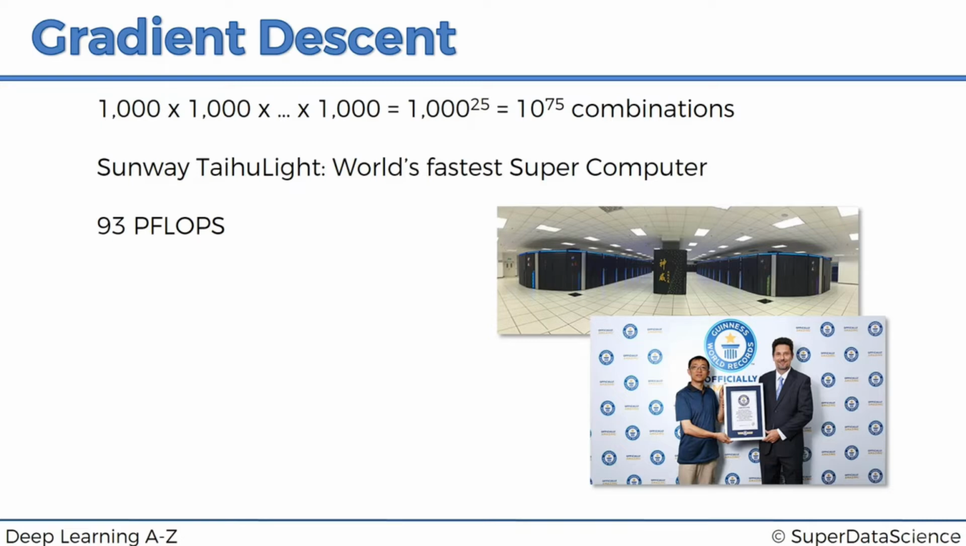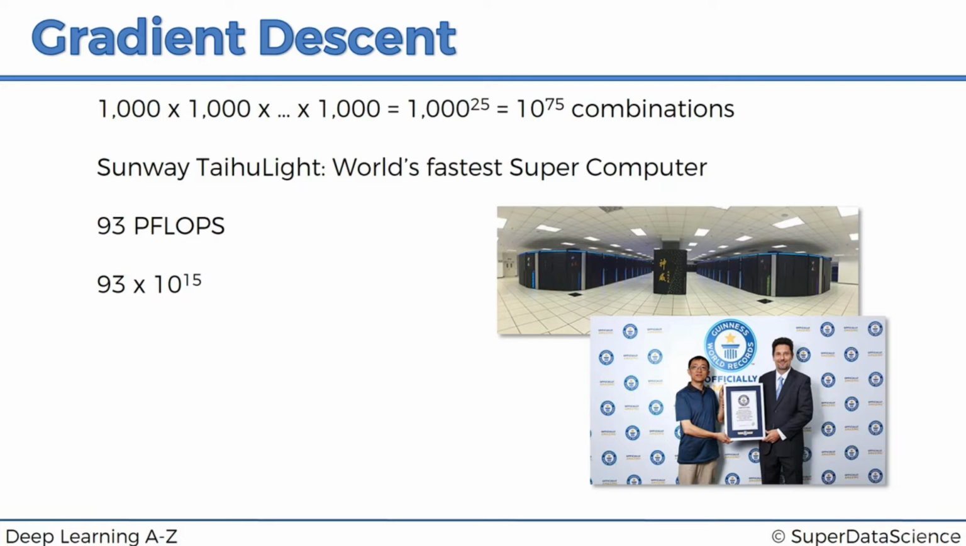Flop stands for floating point operation per second. So it can do 93 times 10 to the power of 15 floating point operations per second. That's how quick it is. In comparison, average computers right now do just over several gigaflops, way less than Sunway TaihuLight. So Sunway TaihuLight is at the forefront of technology.